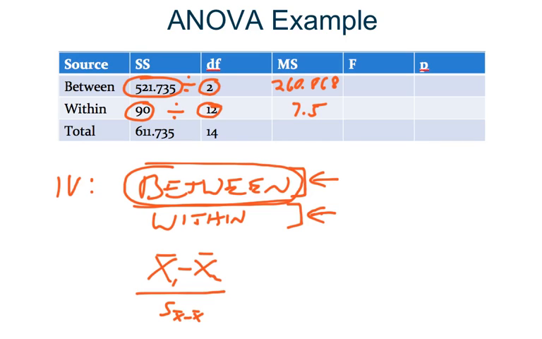Anyway, 260.868 divided by 7.5 will give us 34.782. All right, so the ratio of the variability between groups to the variability within groups is 34.782. Another way of thinking about that is the variability between groups is 34.782 times larger than what we would see within groups. That seems pretty large.